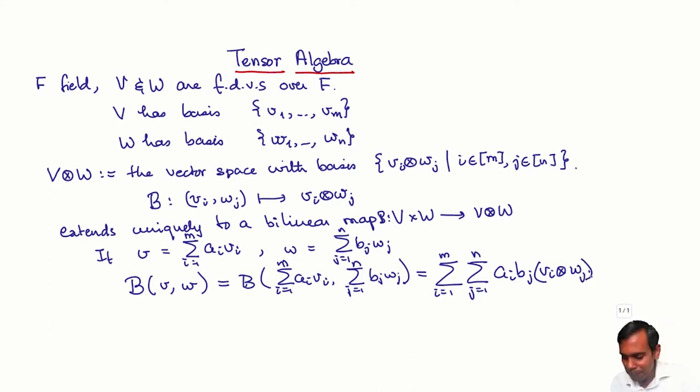This is not a linear map, it's a bilinear map. And it's also not a surjective map. Not every vector in V tensor W is of the form b(v, w). And this b(v, w) is usually denoted by v tensor w. So what I'm saying is that not every vector in V tensor W is of the form little v tensor little w for some vector little v in big V and some vector little w in big W. I leave it as an exercise for you to check this when V and W are, let's say, two-dimensional vector spaces.